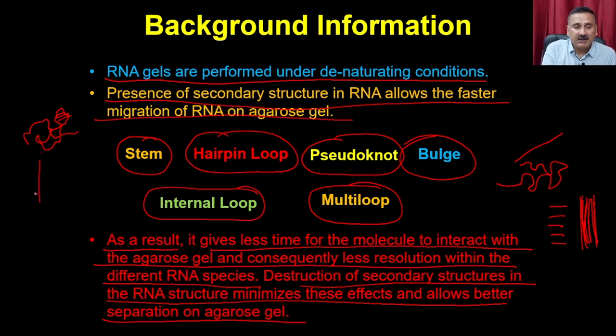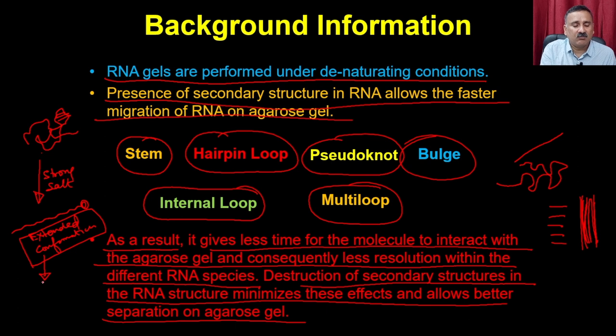So if I break these bonds, for example, if you add a strong salt, right? If you add the strong salt, you are going to break the hydrogen bonding, and because of that it becomes a straight line, or it will adopt an extended conformation, right? Now if you maintain the extended conformation, then they are going to follow the electrophoretic mobility principle, and they are going to get separated based on mass instead of hydrodynamic surface area.